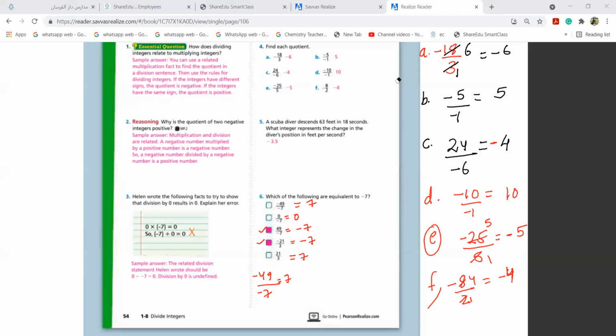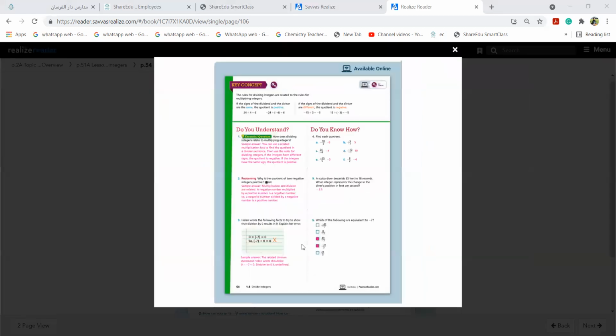Yes, guys. Now let us finish this. Let us go to next page.